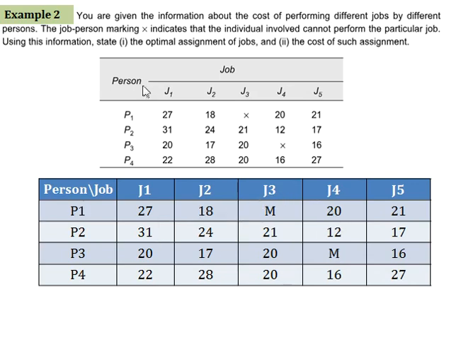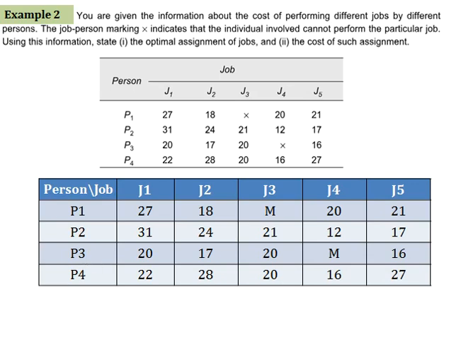Now you can observe that the number of rows and columns in this example is not the same, so it is unbalanced. The number of columns is 5 and the number of rows is 4. To proceed with the assignment algorithm, we need the number of rows equal to the number of columns. So in this case we have to add one dummy row to make it balanced, and then we can proceed with the algorithm of the assignment problem.